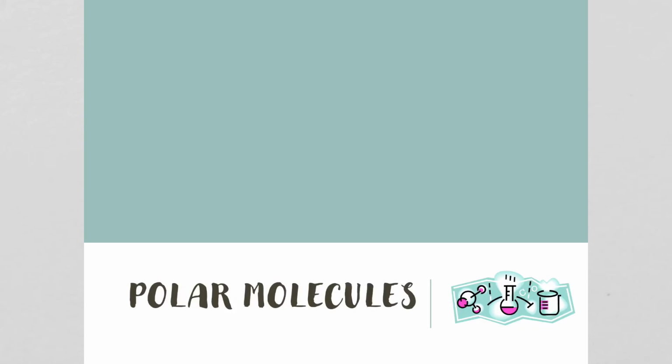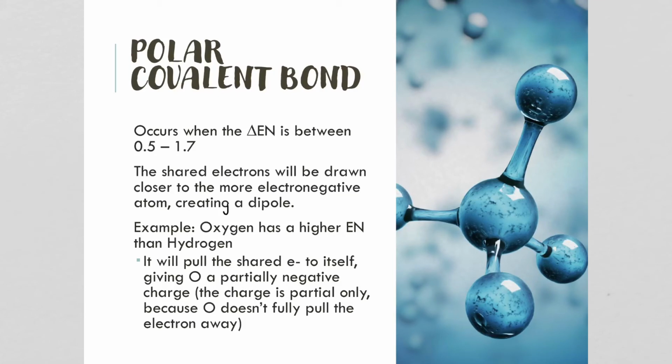So now we'll talk about polar molecules, and we'll learn how to determine whether a molecule is polar or not. So now we're going to learn about polar covalent bonds. We learned about this a little bit earlier in an earlier lesson. We know that they occur when the delta EN is between 0.5 and 1.7. So that's a polar covalent bond.